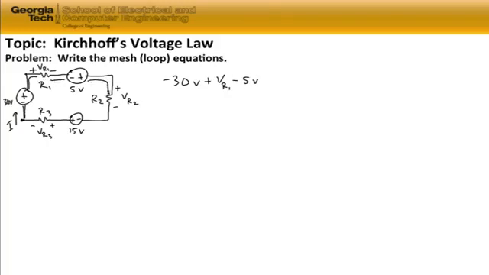Continuing around the loop to R2, we have another voltage drop, VR2. Continuing around the bottom portion of our single loop circuit, we have a minus 15 volts with an independent voltage source at the bottom of the circuit. And then we have one more voltage drop across VR3, and that is equal to 0. So that's our equation for this single loop circuit.